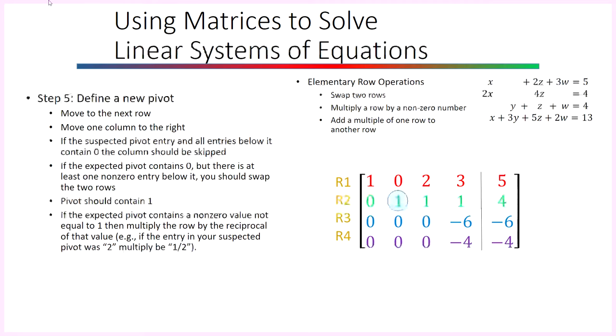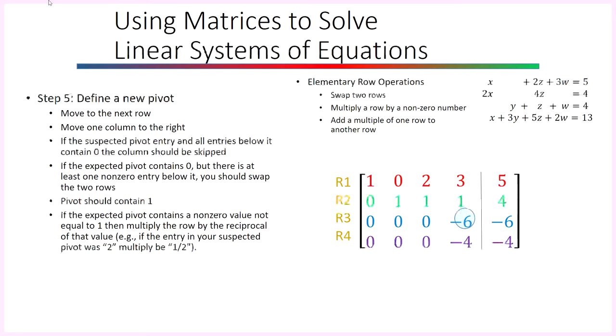This is now an iterative process, and we need to define a new pivot. So let's move one row down and one column over, and let's check our checklist. Is the suspected entry and all entries below it equal to 0? Yes, this time that's true. So we need to skip this column and move one column over. Let's check again. Does the suspected pivot and all entries below it contain zero? No.